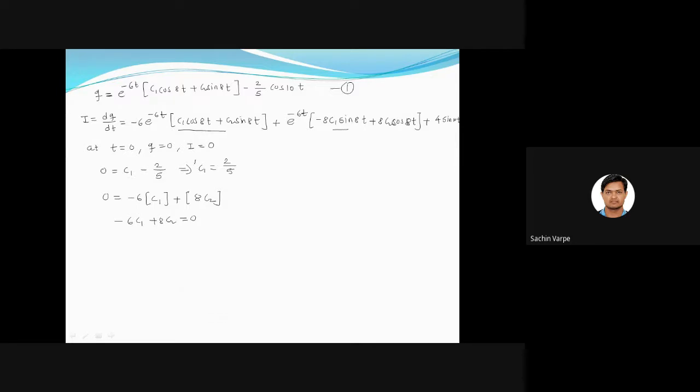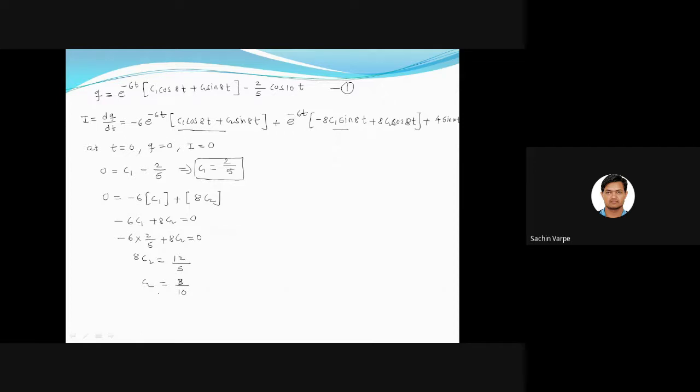So let us substitute the value of c1, that is 2 by 5. So minus 6 into 2 by 5 plus 8c2 equal to 0. So how much is this? Minus 12 by 5. So 8c2 is equal to 12 by 5. So c2 is equal to, is it 3 by 10? Yes, 3 by 10.